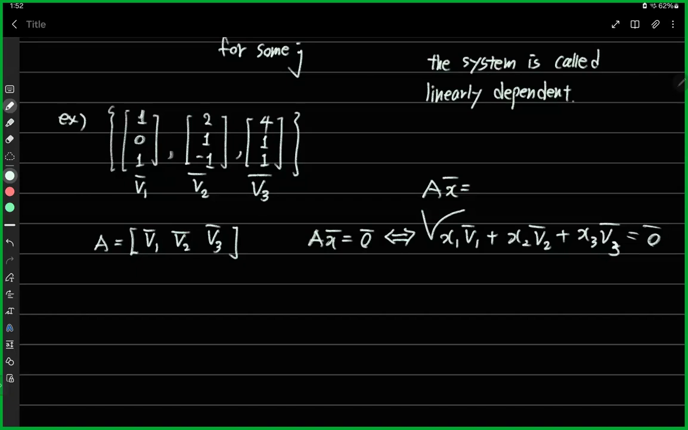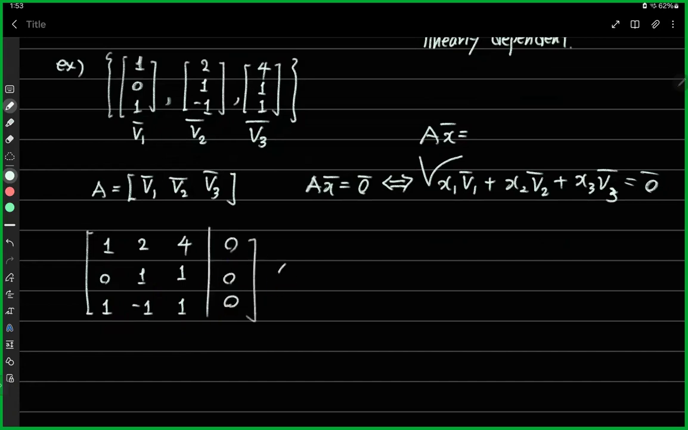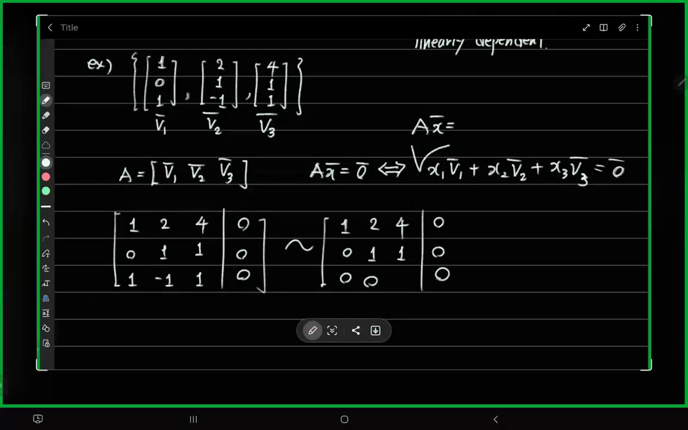Okay, so now what do we do? Guess what? We have to find the REF or EF. So A is this, and the augmented matrix is going to be 1, 0, 1, and 2, 1, -1, and then 4, 1, 1, and then 0, 0, 0, and then do EF. Applying the elementary operations, and so on, we got 1, 0, 0, and 2, 1, 0, and then 4, 1, 0, and then 0, 0, 0. Wait, what happened? Sorry.